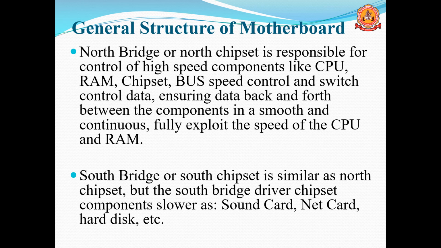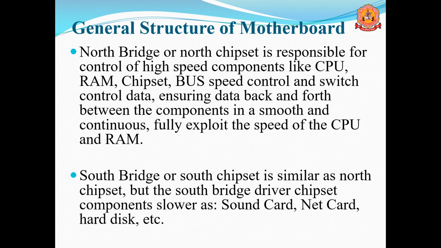Whenever you access data from primary memory, that will be fast, and if you access data from secondary storage, that will be slower. So to perform operations like this, we connect components to the north bridge and south bridge. RAM, the high speed primary memory, is connected to the north bridge, and the hard disk is connected to the south bridge. So data operations will be different in the north bridge and south bridge. Normally the north bridge is connected to high speed components.